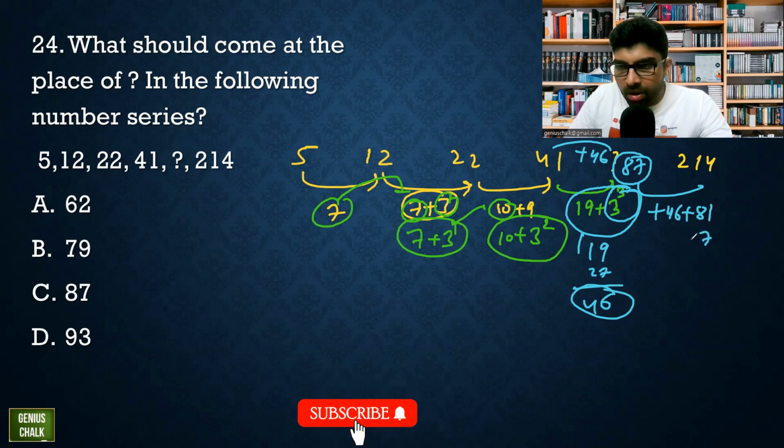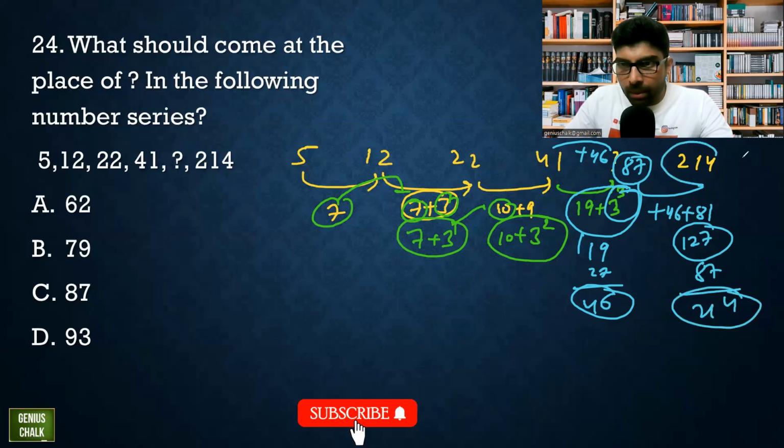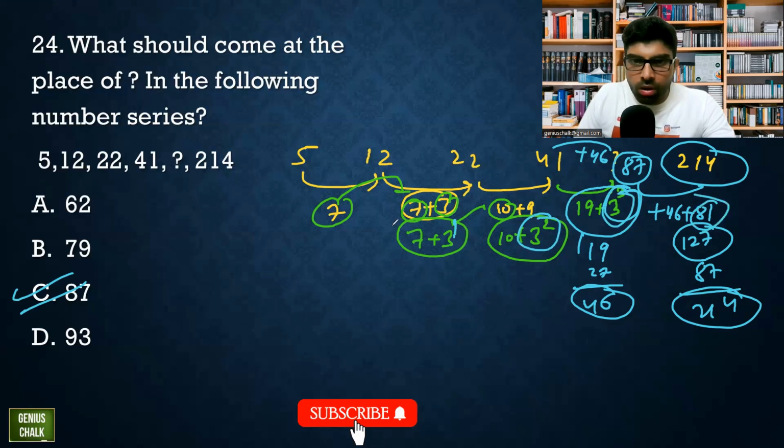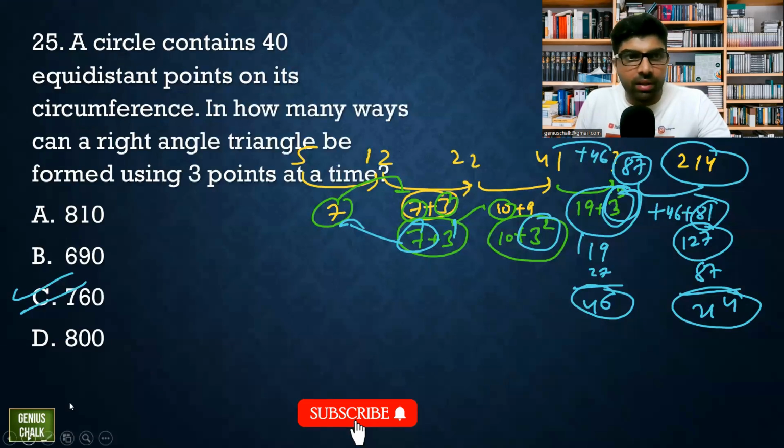So it should be 127 plus 87. Yes, this is 214. So absolutely right. The logic is this: 3 to the power 1, 3 to the power 2, 3 to the power 3, 3 to the power 4, plus the previous difference, right? So good question. Answer is 87.